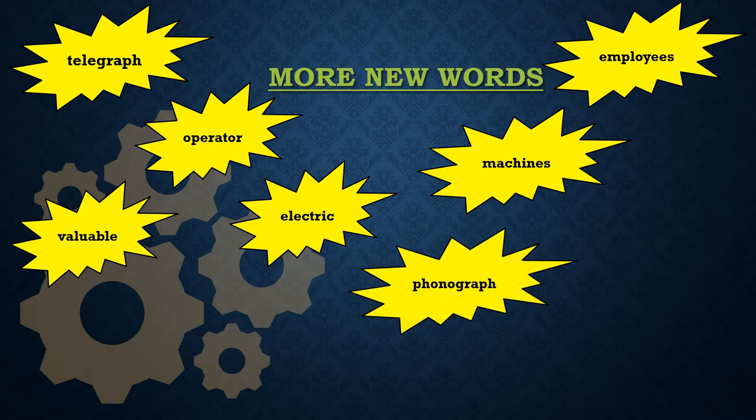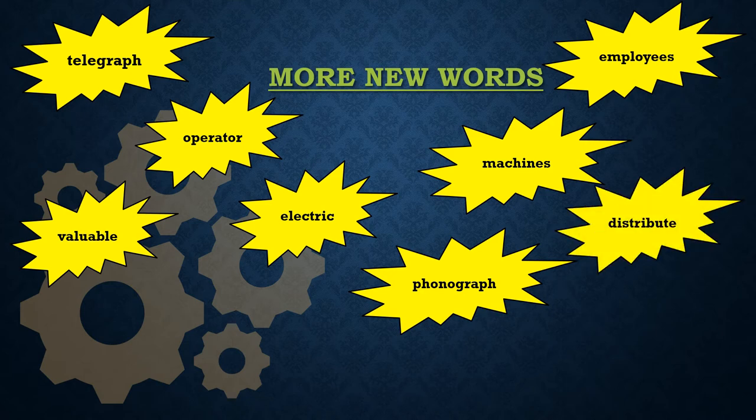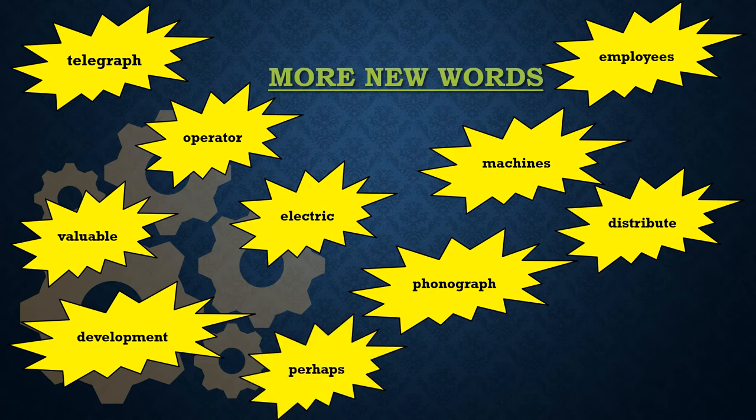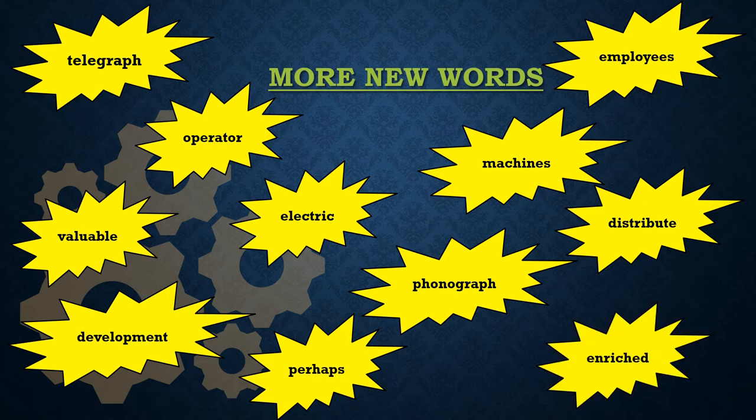Phonograph, P-H-O-N-O-G-R-A-P-H. Distribute, D-I-S-T-R-I-B-U-T-E. Development, D-E-V-E-L-O-P-M-E-N-T. Perhaps, P-E-R-H-A-P-S. Last word is enriched, E-N-R-I-C-H-E-D, enriched. Now children, I hope you have written all these new words in your CW.